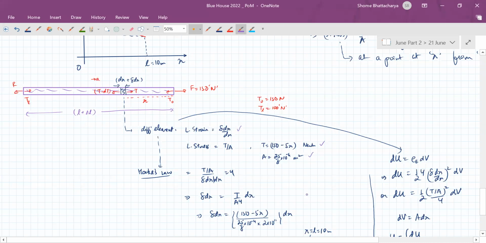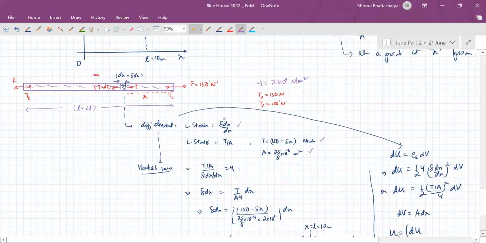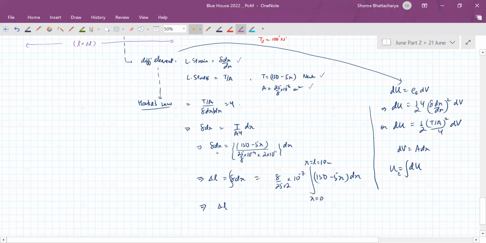Got it now? Yes. Now you apply Hooke's law for that small element. The ratio of stress and strain is the Young's modulus of the material, and that was given to us as 2 into 10 raised power 11 Newton per meter square. This is applying Hooke's law, and then the rest is algebra. You're just rearranging this term. So bring this delta dx on this side. This dx comes in the numerator, Young's modulus comes in the denominator. So the elongation for that small element is equal to this much. That small part of the rod is elongated by delta dx, which is this quantity.